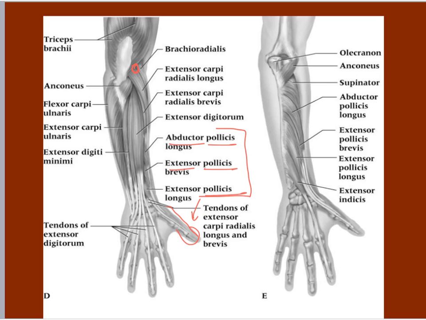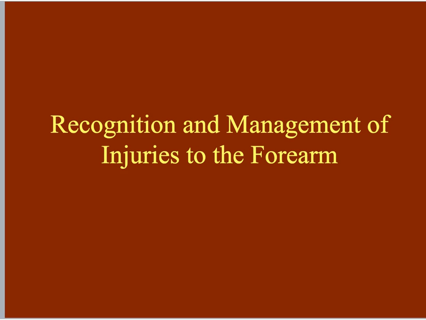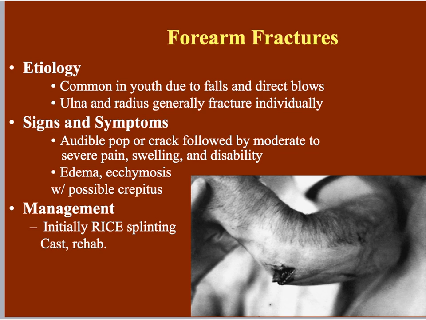Moving back to that extensor supinator group, major motions include wrist extension, finger extension, and also supination of the forearm. As we move into pathologies within the forearm, FOOSH is going to be a common mechanism of injury for most of the pathologies that we'll discuss. And so we're going to start with forearm pathologies first.